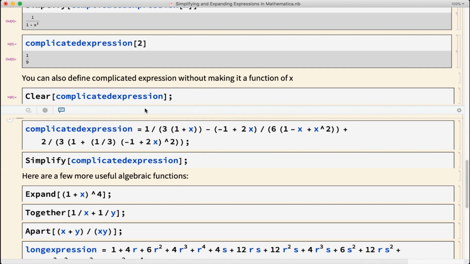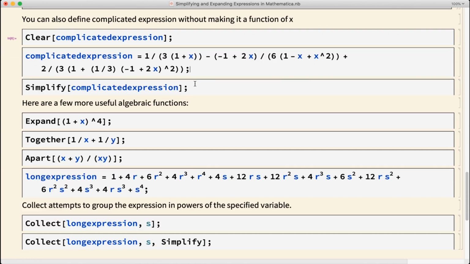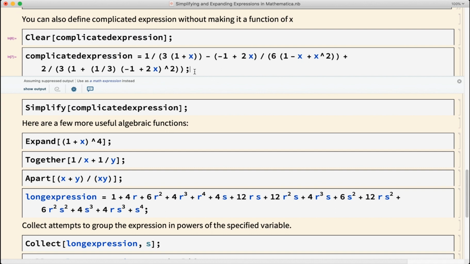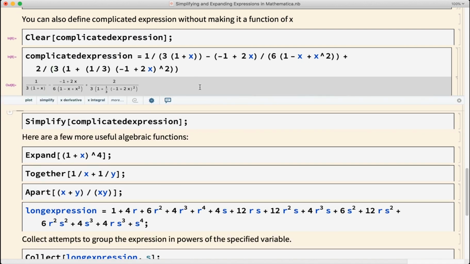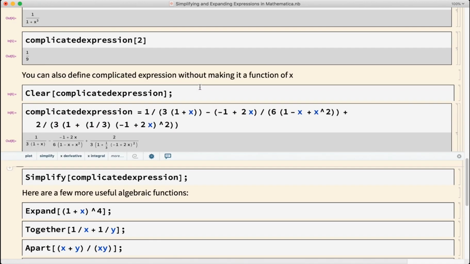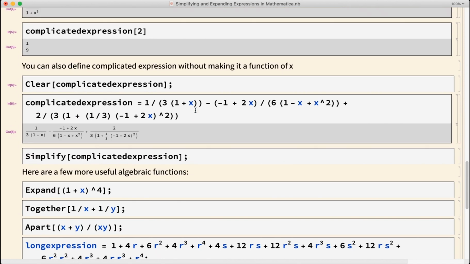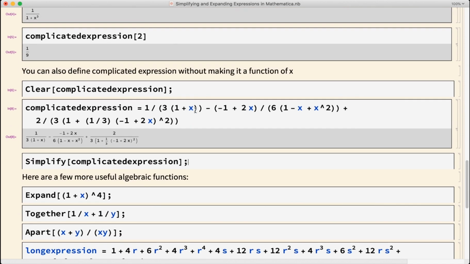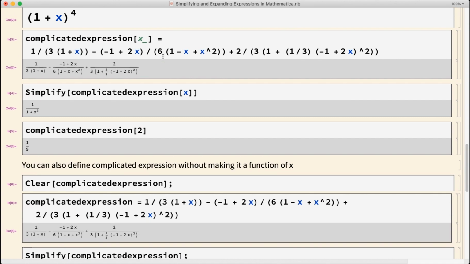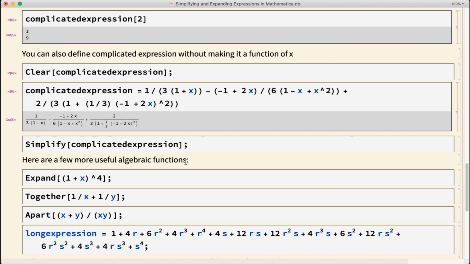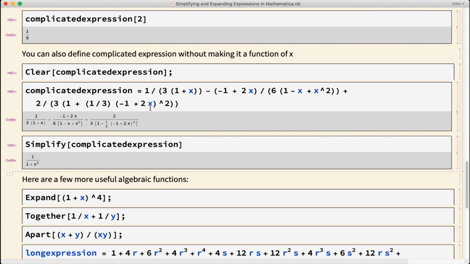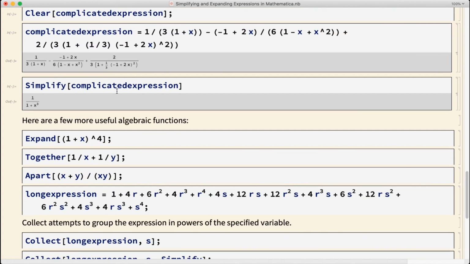Notice when I clear it, everything goes blue again. And I will evaluate another complicated expression. That's the same one. Oh, sorry. Here, I'm just showing you can do it without saying that this expression is a function of x. That's just a syntax thing. So it still works even if I just define this as equal to a variable.